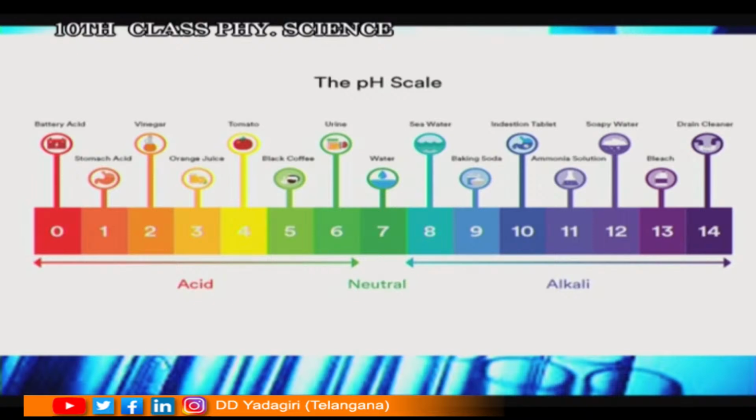Ammonia solution is at 11 on the pH scale. Soapy water is once again alkali and it is 12 on the pH scale. Bleach is 13 on the pH scale. The toilet cleaner or drain cleaner is 14 on the pH scale.